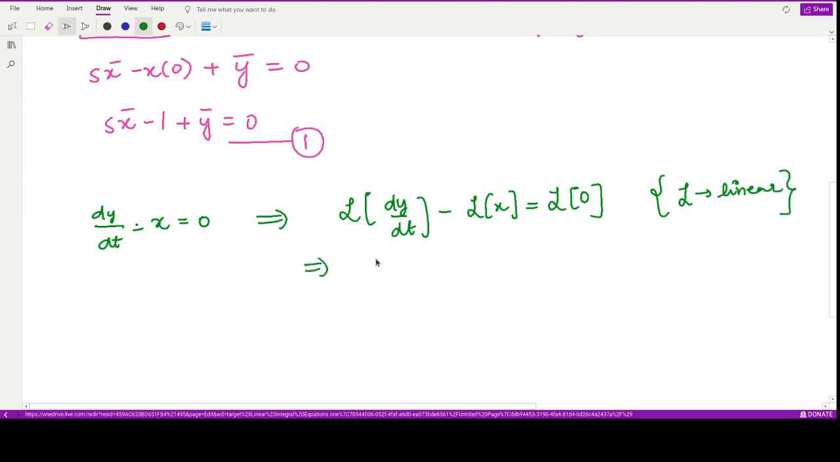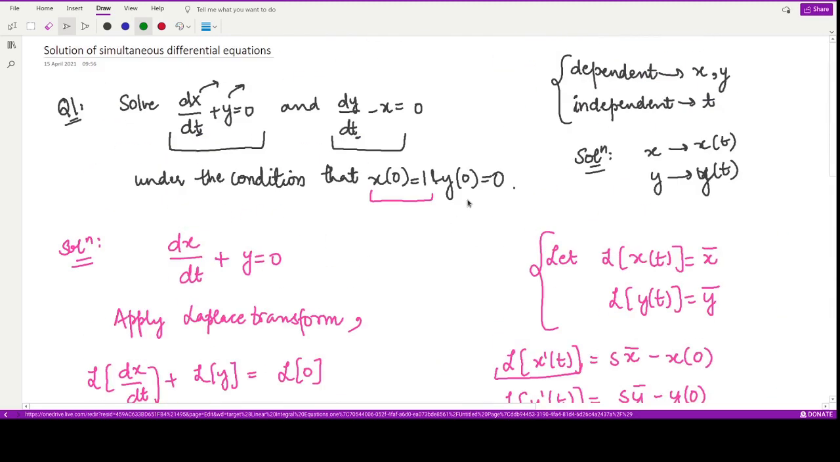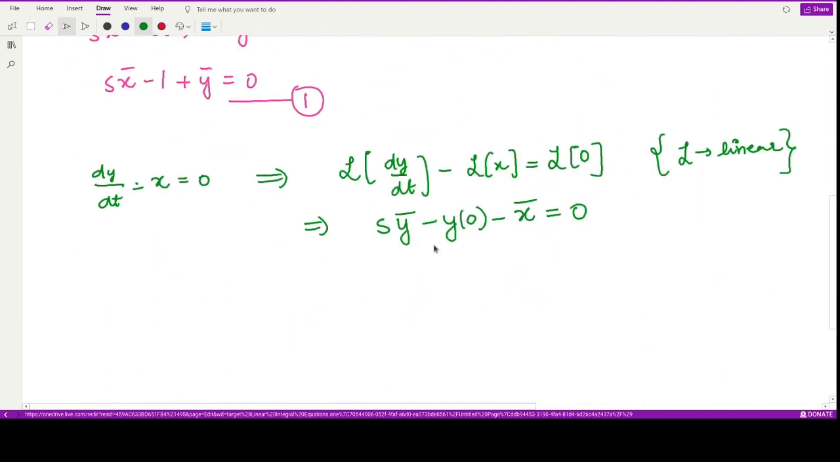And you know the Laplace transform of the first derivative of y with respect to t: s y bar minus y of 0, and the Laplace transform of x, that is x bar, is equal to 0. Now what is the value of y of 0? That is given to be 0 here. So we'll substitute it: s y bar minus x bar is equal to 0. So this becomes our equation number 2.